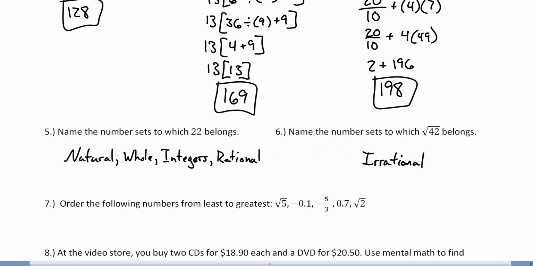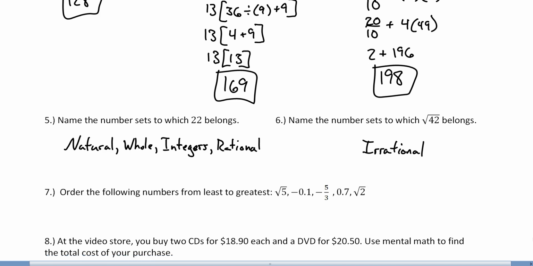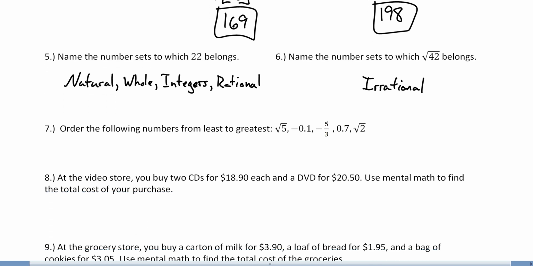For the next one, again, when you're dealing with things going from least to greatest here, you want to put all of these in the same format. So we're just going to use our calculator to help us out a little bit. I'm going to take the square root of 5 and write this as a 2.23 and then a negative 0.1. So just rewriting each of these, the 5 over 3, that's going to be a negative 1.67. But again, just putting each of these in the same format, the square root of 2, that's a 1.41. And now that they're all in the same format, it should be really easy to determine which one is which in terms of the size.